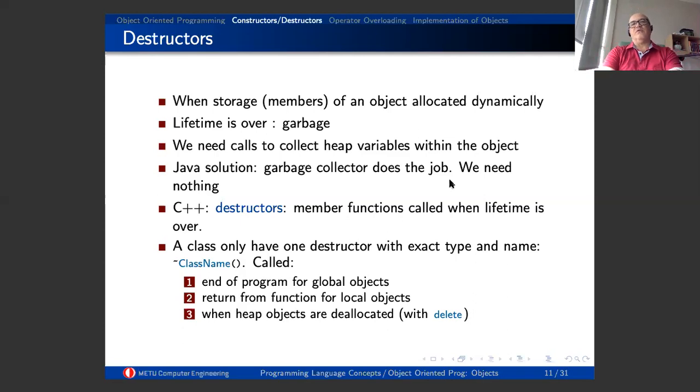Java's solution is the garbage collector. In C++, we don't have it. So C++ introduced destructors, with a very specific strict syntax: tilde, class name, and that's it. You don't have any parameter, return type, and so on. It is called at the end of the program for global objects, on return from a function, and on delete. And if you remember, this is simply our scenario of lifetime.